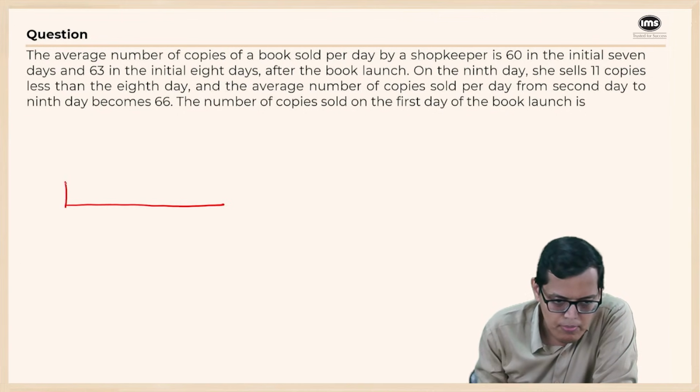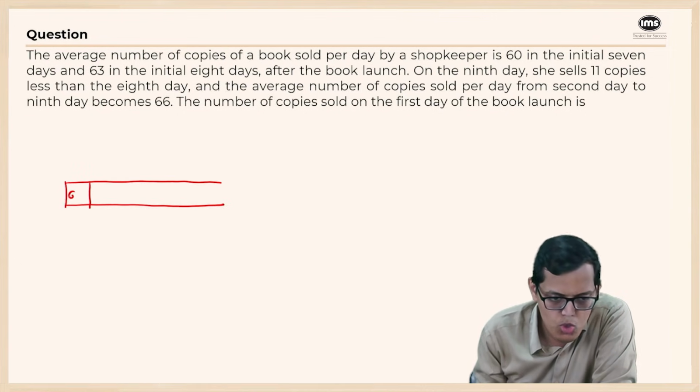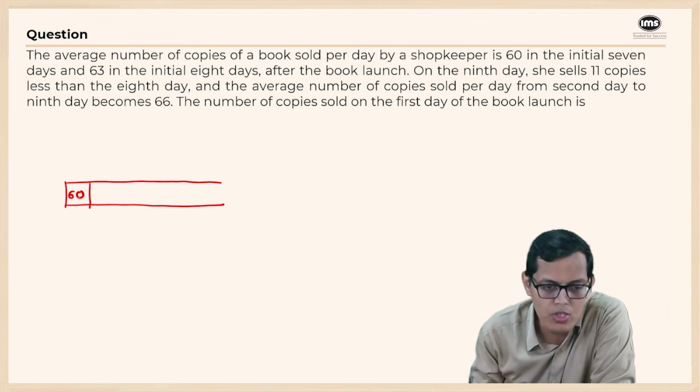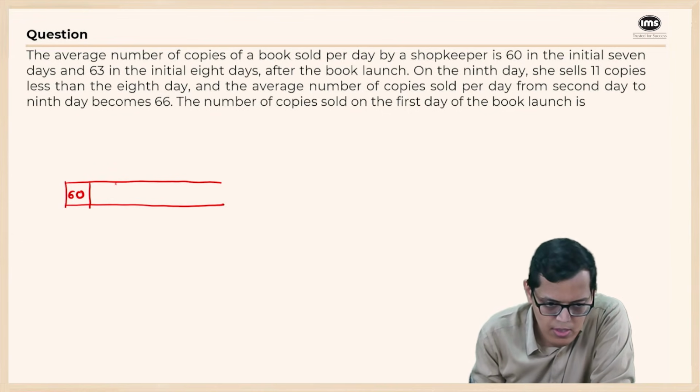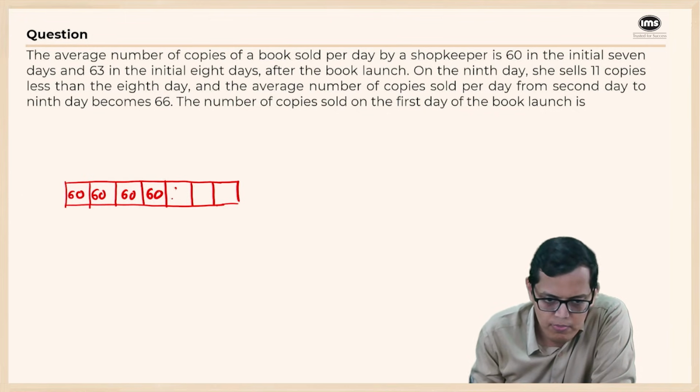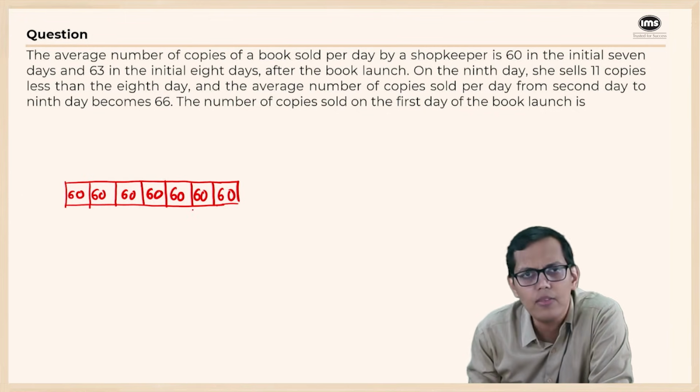On the 1st day, the person sold 60 books. Assume these are 60 books stacked over one another. 60 more, 60 more, 60 more. 5th time, 6th time, and this is the 7th time. Each of them is a collection of 60 books. That's one way of interpreting the average being 60.